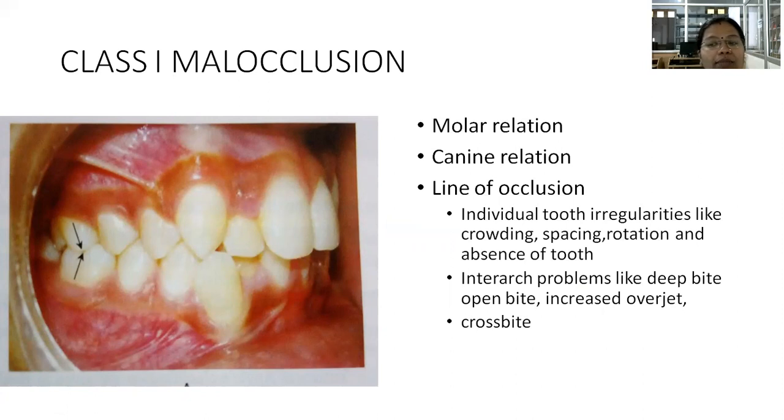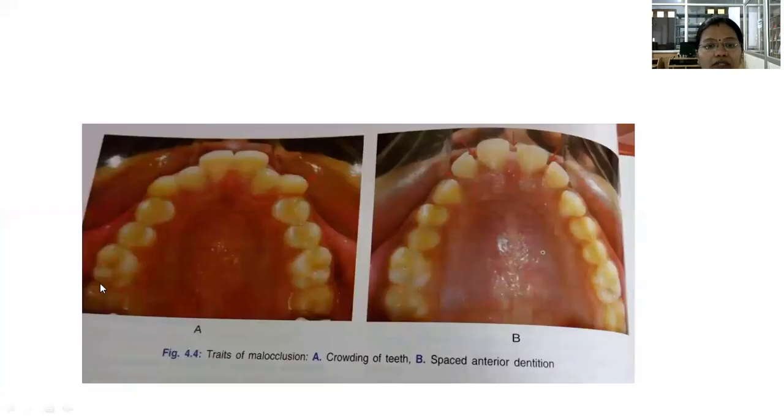Horizontal overlap between the maxillary and the mandibular teeth. And again, the cross bite. Okay. So this is class 1. Again, so this is the picture.